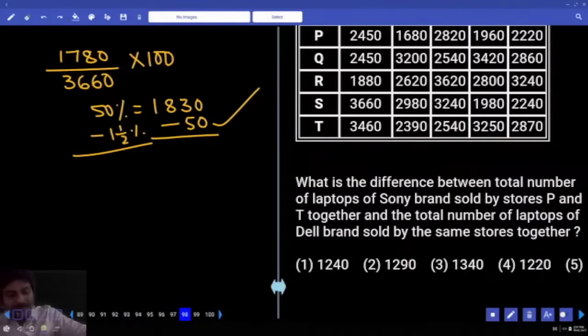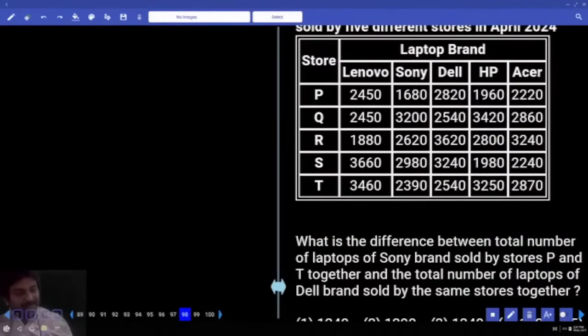What is the difference between total number of laptops sold by Sony brand sold by stores P and T together? Sony, P and T together. Yes? 1600, 2300, 3900. Leftover values 80, 90, 170. 3900 plus 170, 4070.